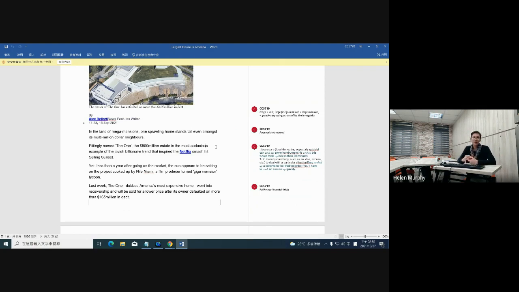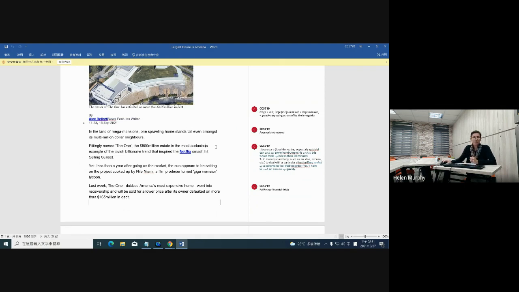It's also a very lavish home. It's very rich and luxurious. And so it's what we would call an in-your-face example of a mega mansion. When we say in-your-face, we mean something that, it's another way of saying something that's very audacious, something that's very obvious and stands out very, very much.